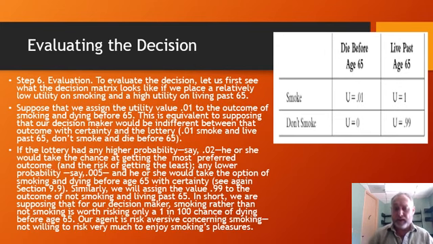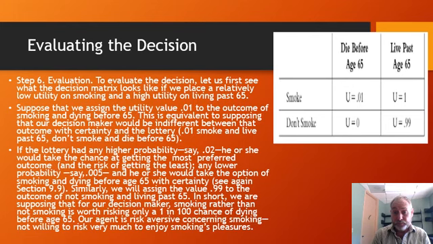So we have our 4 outcomes and the ranking is fairly clear. If you like living and you like smoking, then the top preferred outcome would be getting to smoke and living past age 65. So we assign that a utility of 1. The worst outcome would be not getting to smoke and dying before 65. That'll get a utility of 0.